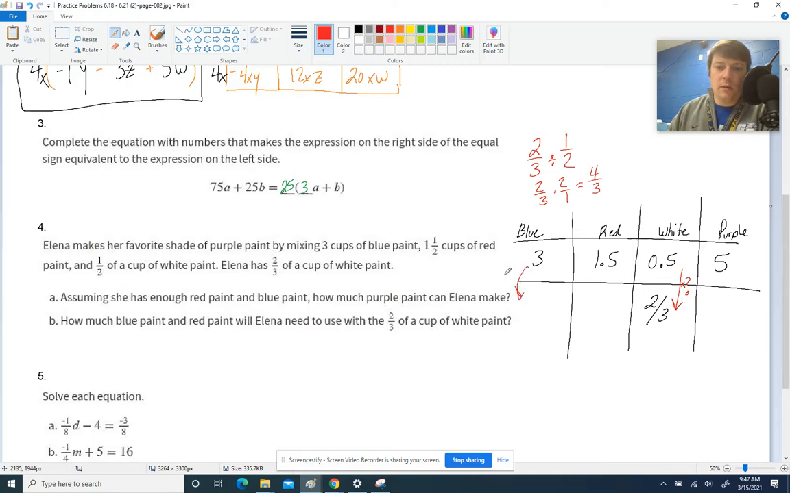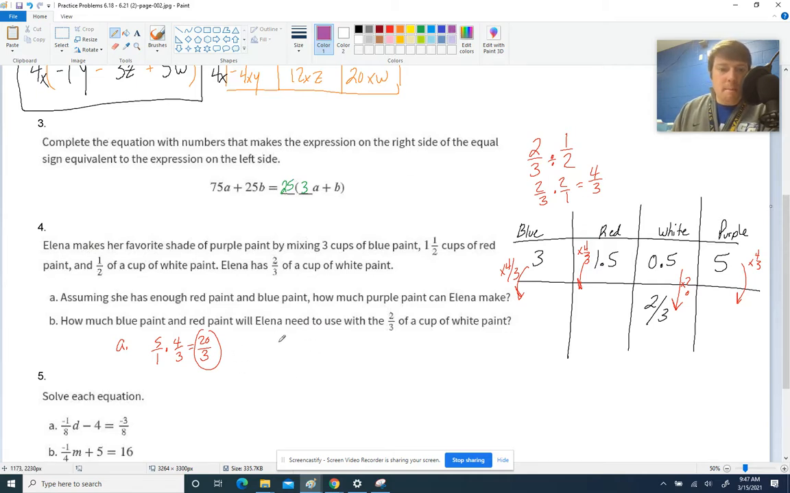We need to multiply this times 4/3. This has got to get multiplied by 4/3. And technically this is getting multiplied by 4/3 too. How much purple? Actually, we don't have to do all these parts. We could just do, assuming she has enough red paint and blue paint, how much purple paint can she make? We can just do 5 times 4/3 to find part A. So A, we can do 5/1 times 4/3, and that would be 20/3. So that's part A. You could also answer 6 2/3 there if you wanted to.